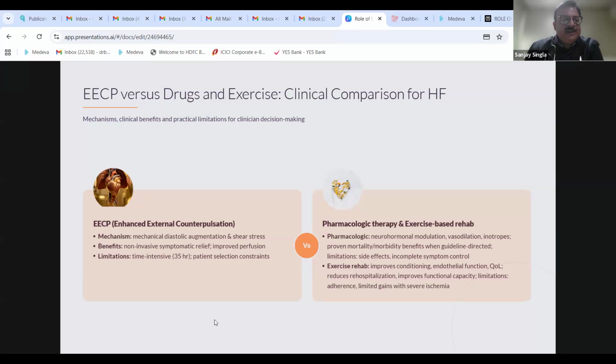EECP, we all know the mechanisms. Benefits are that it is non-invasive. The only limitation that comes to us is that it is time intensive. The patient has to come once a day for 35 days. This is a big hope.